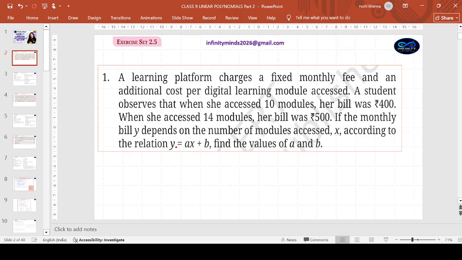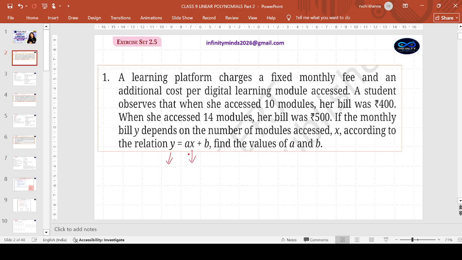Question number 1, exercise 2.5. A learning platform charges a fixed monthly fee and an additional cost per digital learning module accessed. Okay, it's an online fees you are giving. A student observes that when she accessed 10 modules, her bill was rupees 400, and when she accessed 14 modules, her bill was rupees 500. If the monthly bill y is dependent on the number of modules accessed x, according to the relation y equals ax plus b, find the values of a and b.